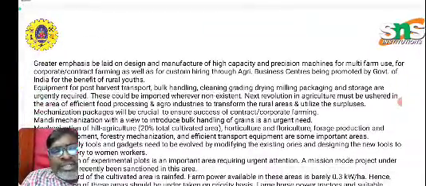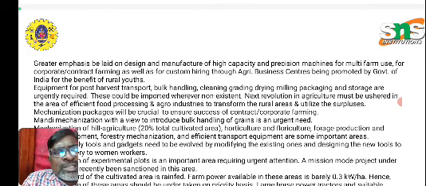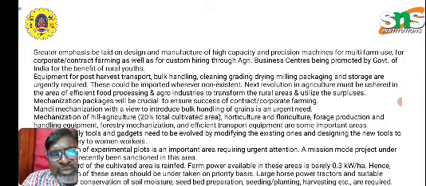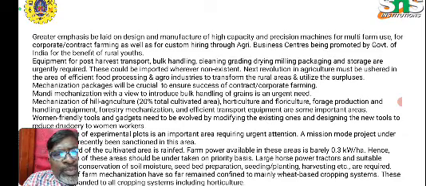Greater emphasis is to be laid on the design and manufacture of high capacity and precision machines for multi-farm use, for corporate as well as contract farming, as well as for custom hiring through agribusiness centers being promoted by the Government of India for the benefit of the rural youth. Equipment for post-harvest transport, bulk handling, cleaning, grading, drying, milling, packaging and storage are urgently required. These could be imported whenever none exist in our country.